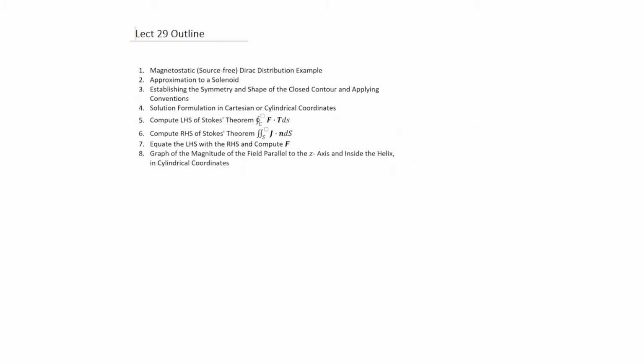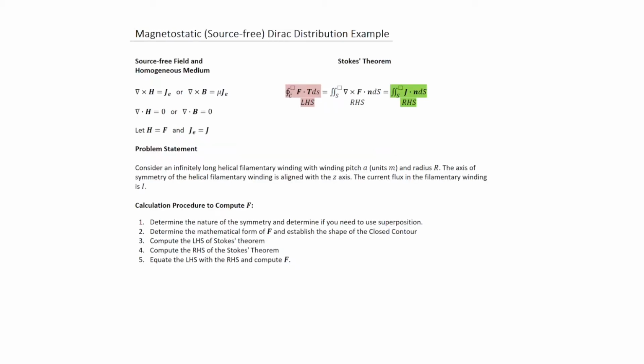As usual, the second slide is just a summary of the slides to follow, so we'll just skip it. Okay, so this is a magnetostatic, source-free problem in which we're going to make use of the Dirac distribution. The field equations, as stated in a previous lecture, we can talk in terms of either the magnetic field or the magnetic flux density.